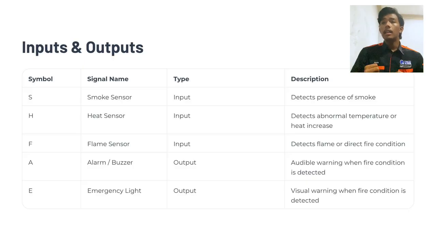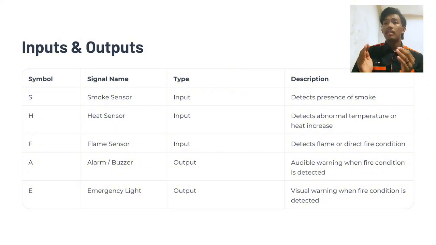There are 3 input devices in the system. First, the smoke sensor, which detects the presence of smoke. Second, the heat sensor, which detects high temperature. Third, the flame sensor, which detects the presence of fire or flame.